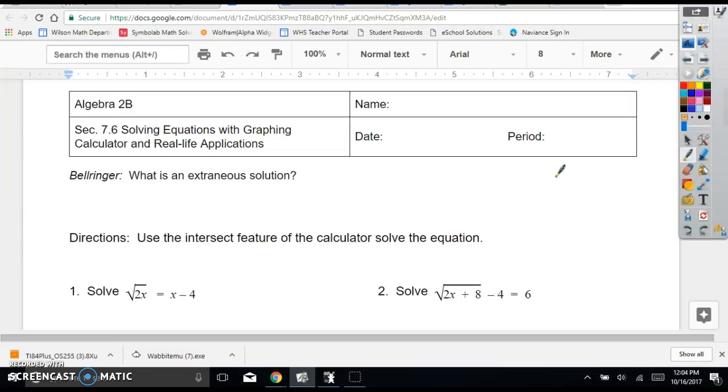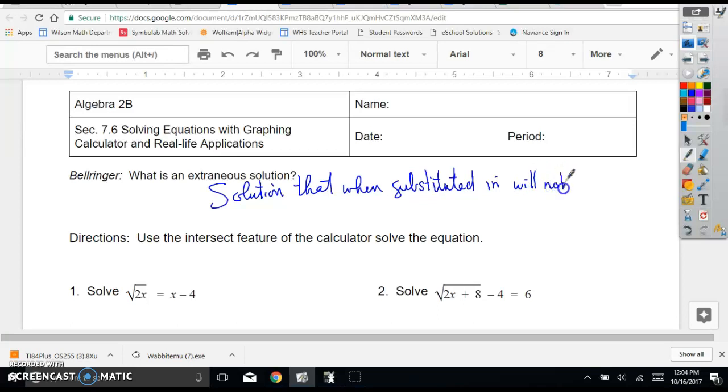What's an extraneous solution? This is a solution that, when substituted in, will not work. Okay, that's exactly what an extraneous solution is.